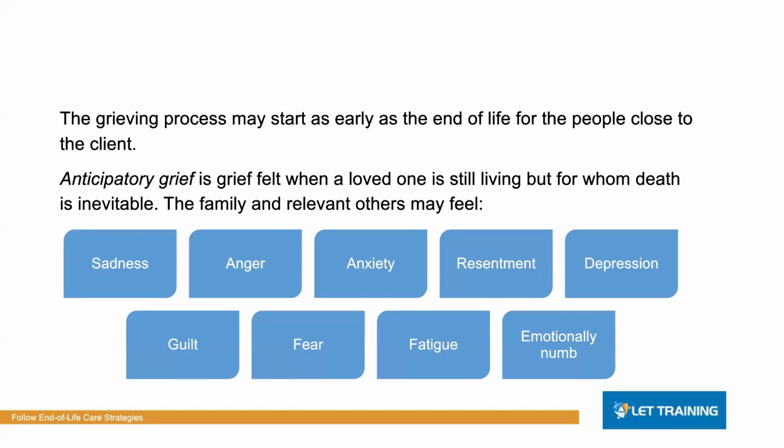The grieving process may start as early as the end of life for the people close to the client. Anticipatory grief is a grief felt when a loved one is still living, but for whom death is inevitable. The family and relevant others may feel sadness, anger, anxiety, resentment, depression, guilt, fear, fatigue, and emotional numbness. The client and their relevant others will need a safe space where they can grieve or express their feelings.